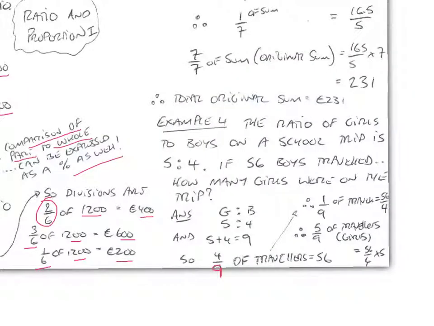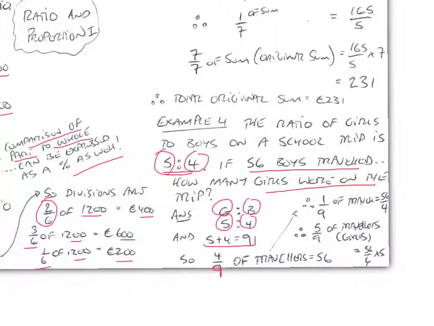Another example here now, the ratio of girls to boys on a school trip is 5:4. So for every 5 girls that travelled, 4 boys travelled. If 56 boys travelled on the trip, how many girls were on the trip? First of all, let's remind ourselves that the girls to boys ratio is 5:4, and we add the terms 5 and 4, so we know that there's 9 parts in total.